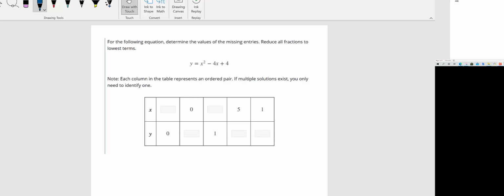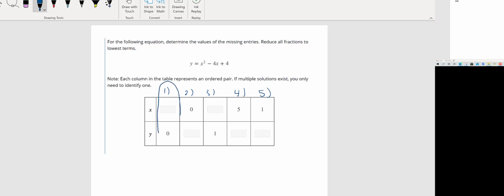So I'm going to go through a few sample problems from 3.1. Starting with this question, it says for the following equation, determine the values of the missing entries. Reduce all fractions to lowest terms. So essentially we're filling in a table of values where they give us a value for either x or y. So basically this is an example with 5 problems in one.